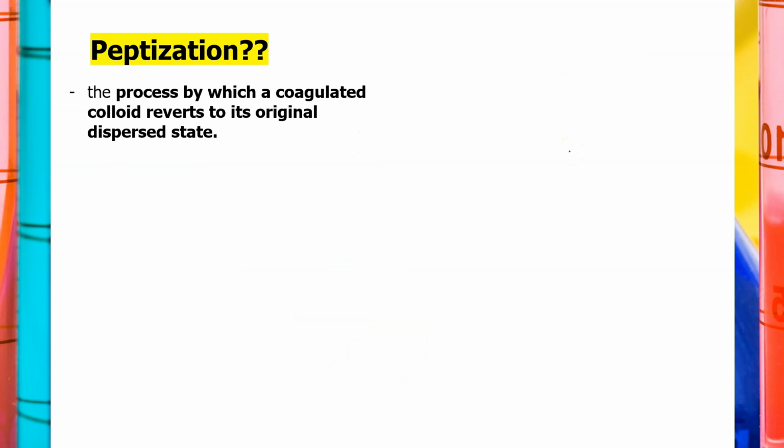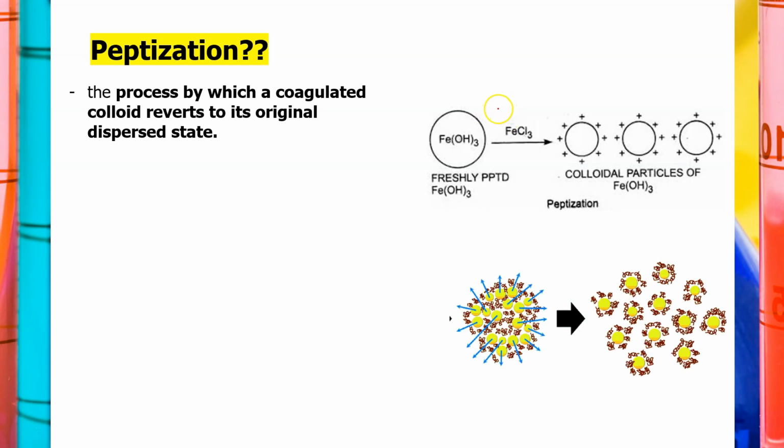In the previous slide, I mentioned peptization. This is a process in which a coagulated colloid reverts to its original dispersed state. For example here, when a large particle of FeOH3 starts to peptize by reacting with the FeCl3 again, it will produce smaller particles than the original one, in the form of colloidal particles. Same as this one, when the large particle or coagulated particle starts to disperse again, it will produce smaller particles than the original one.